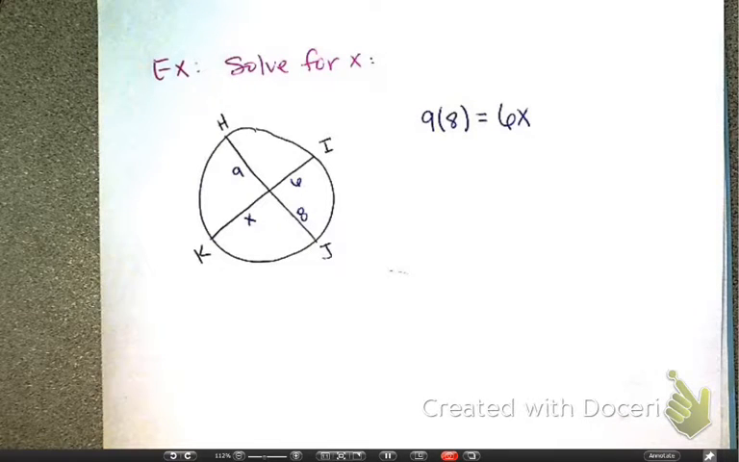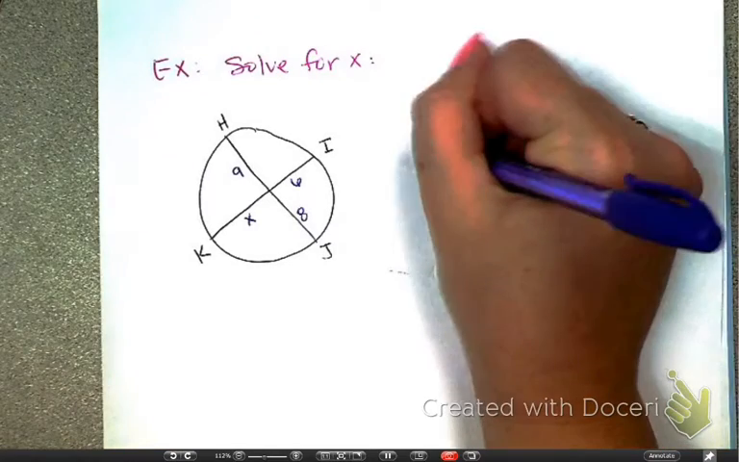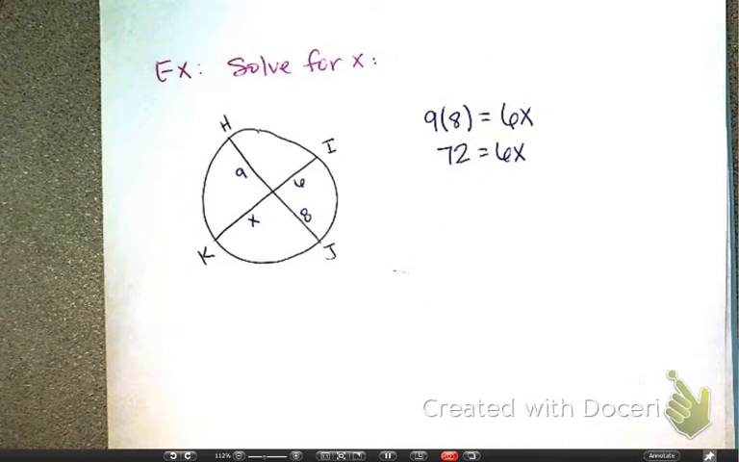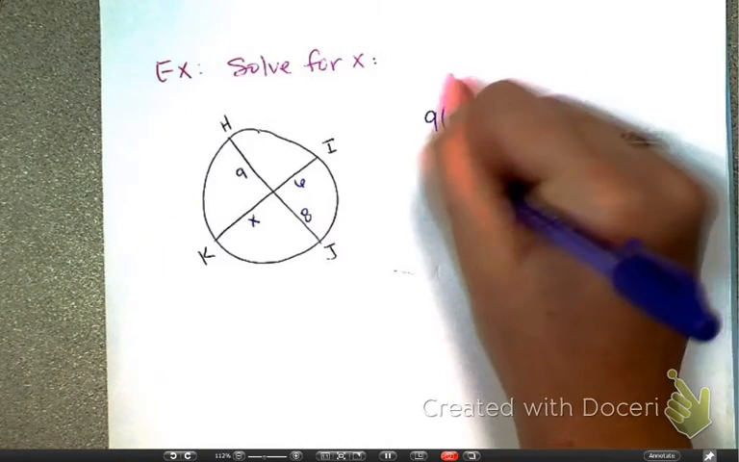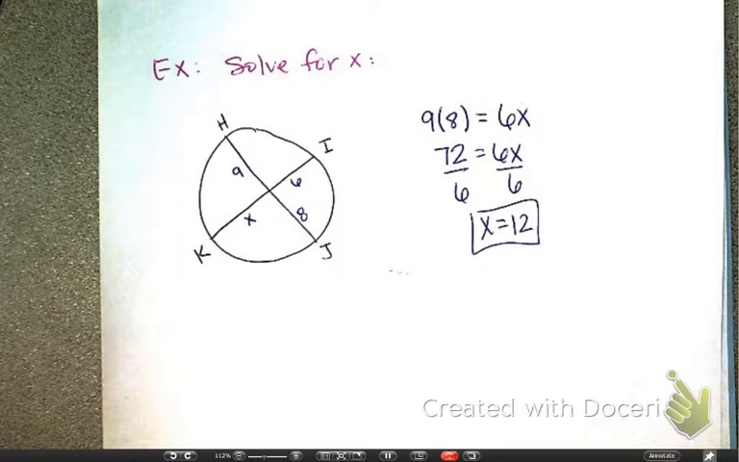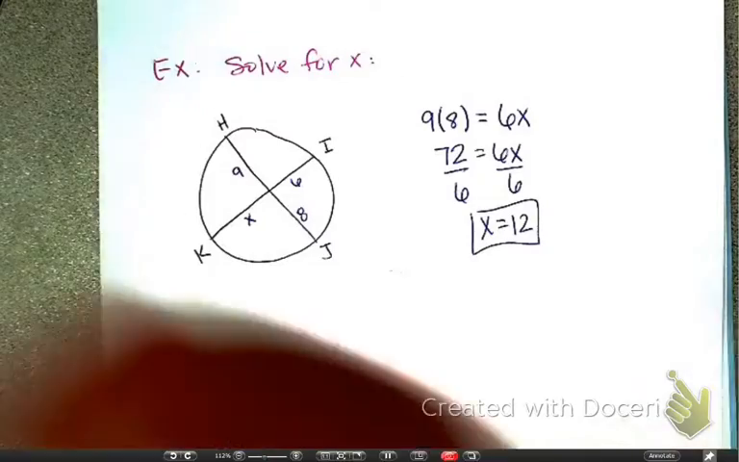Can you solve something like that? Yeah? 9 times 8, 72, equals 6x. And if you divide by 6, you get x equals 12. Cool? All right, let's try another one.